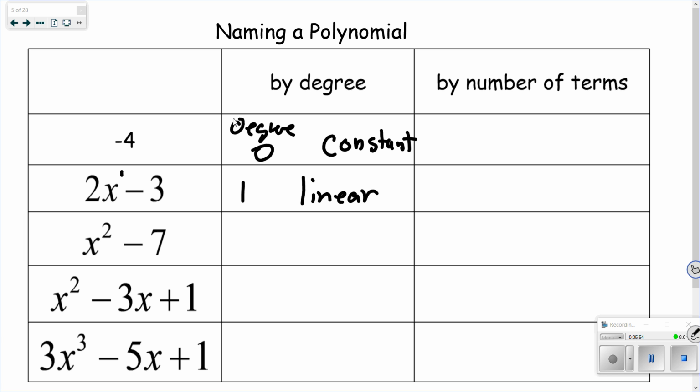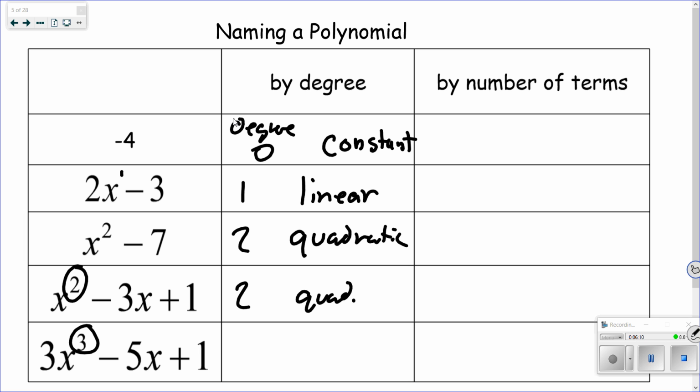This one is degree 2. The highest power is a 2. We call that quadratic. This one, again, is degree 2, the highest one, so it's also a quadratic. This last one, the highest power is a 3, so it's degree 3, and we call it a cubic. If you get anything bigger, like a degree 4 or degree 5, just call it degree 4 or degree 5. I only want you to know the names up to a cubic. Okay, that's one way to describe it.